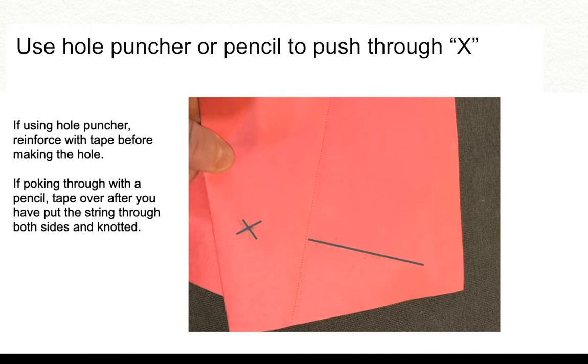So if you have a hole puncher, great. Put a piece of tape down before you make the hole. So put a piece of tape down where your X is gonna be on both sides, and then punch the hole so that it's going through the two pieces of tape and the one piece of paper, and that's going to strengthen that hole so it doesn't pull through. If you are poking through with a pencil, something like that, once you've put the string through and knotted it, then you can put the tape down to reinforce it that way.